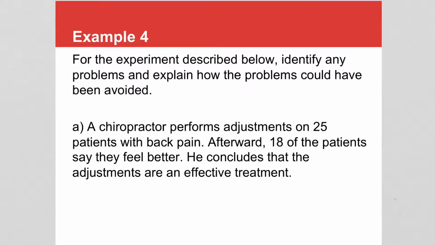Example 4. For the experiment described below, identify any problems and explain how the problems could have been avoided. A chiropractor performs adjustments on 25 patients with back pain. Afterward, 18 of the patients say they feel better. He concludes that the adjustments are an effective treatment. So, what could be a problem with this?